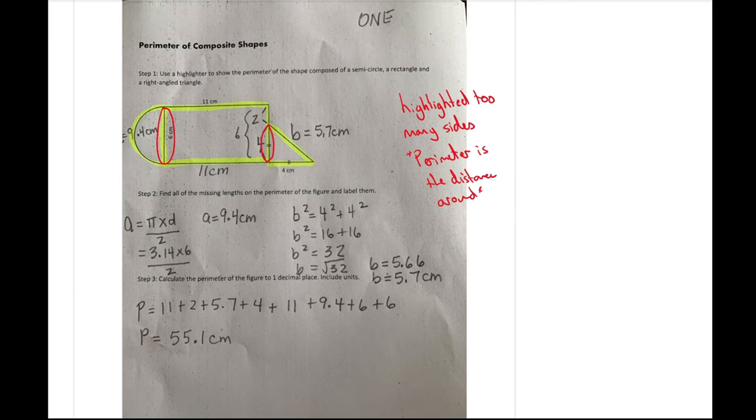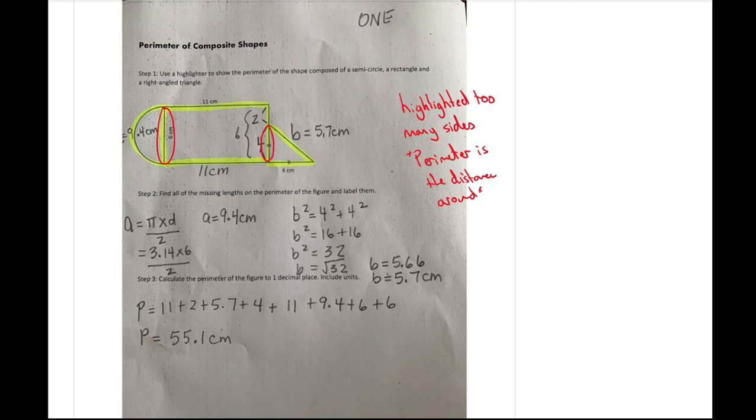So we just want to be careful that when we're dealing with the perimeter, we're finding the distance around the object, not through and in between the object. So we just want to be careful of that. So that's where they went wrong in this example.